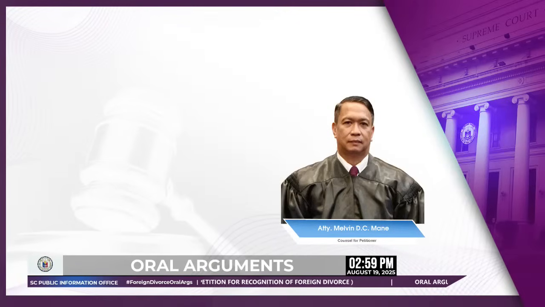Another ground upon which this petition is based is that to deny recognition may constitute a violation of petitioners' right of equal protection of law. The Equal Protection Clause under Section 1, Article 3 of the 1987 Constitution mandates that all persons similarly situated are treated alike under the law. While the state may create classifications, they must satisfy the test of reasonableness, they must be based on substantial distinction, germane to the purpose of the law, not confined to present conditions, and apply equally to all within the class.